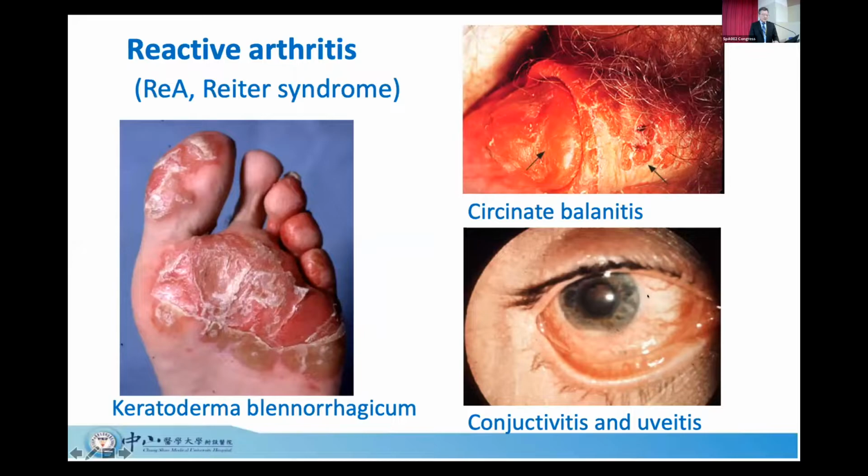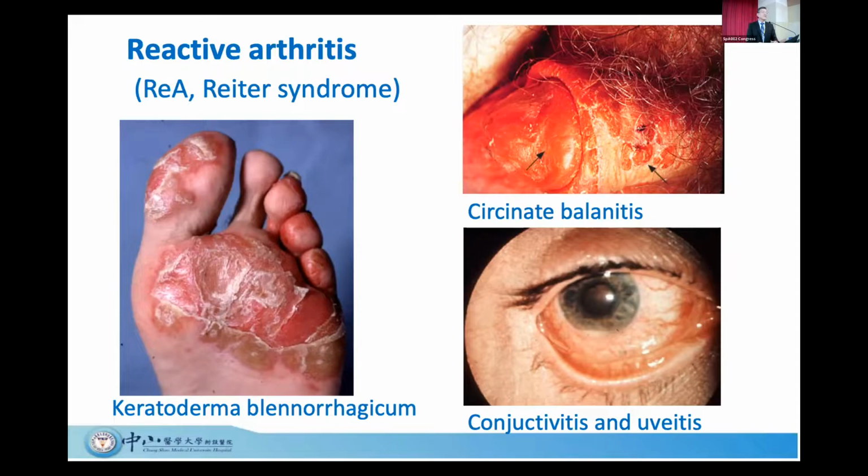And finally, we have reactive arthritis, which Professor Tsai just mentioned. Actually, it's a post-infection autoimmune phenomenon. Most of them have mucosal manifestations like genital ulcer, balanitis, urethritis, or conjunctivitis. And some of them even have a skin lesion, very like psoriasis, but we call it keratoderma blennorrhagicum. So those are all mixed features of spondyloarthritis.